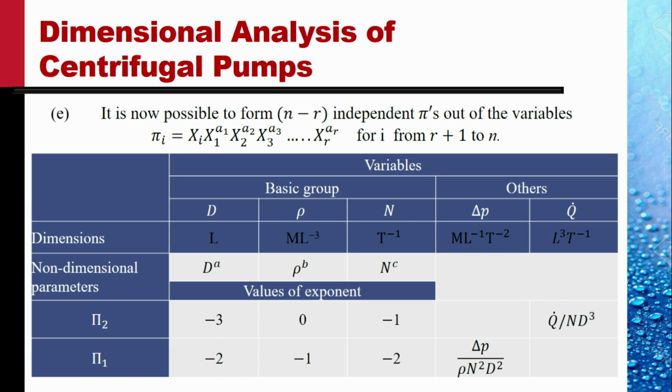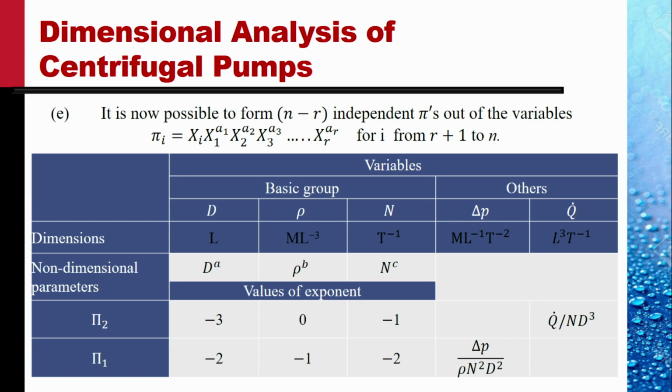The basic group d, rho and n has a dimension of L, ML minus 3 and T minus 1 respectively. The other groups are delta P, the dependent parameter, which has a dimension of pressure, ML minus 1 T minus 2, force divided by area. Force is ML T minus 2 divided by area, L squared. So force divided by area would be ML minus 1 T minus 2. And Q dot, the volume flow rate, would be volume divided by time, L cube T raised to minus 1.